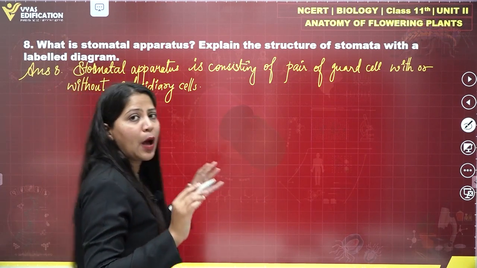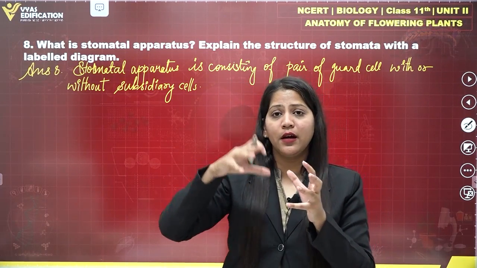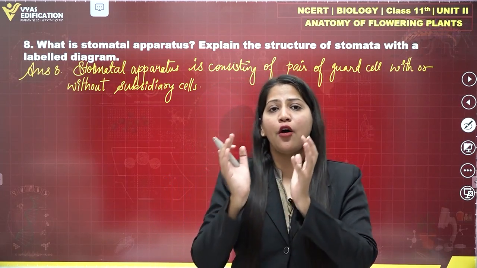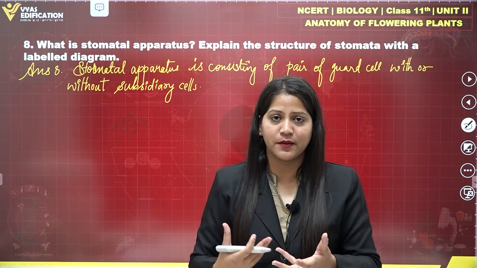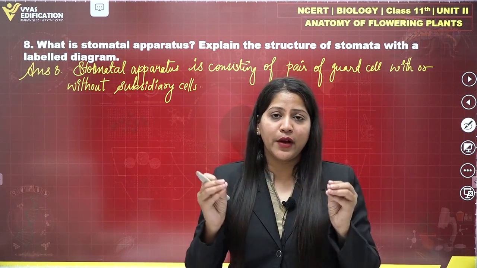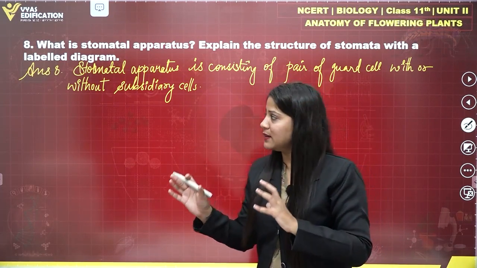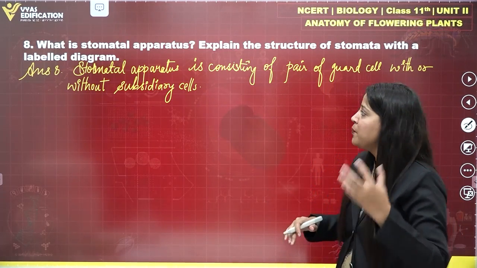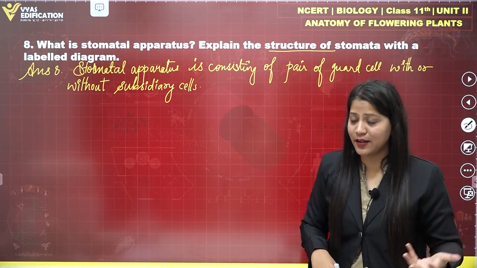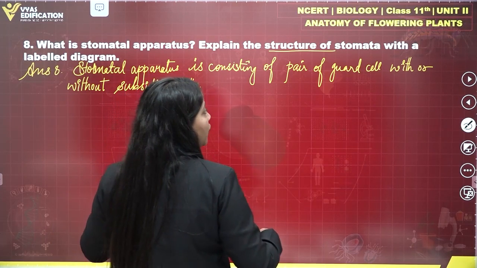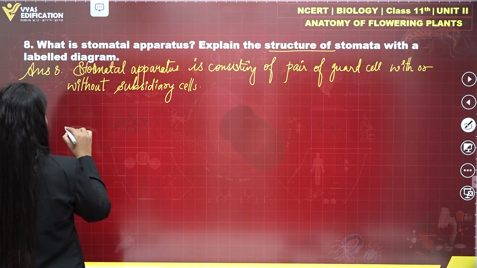So stomatal apparatus is not a new thing. Stomatal apparatus is what we call it when we have a pair of guard cells along with subsidiary cells. Subsidiary cells can be present or can be absent, right? So any apparatus which has a pair of guard cells, with or without subsidiary cells, we'll call it a stomatal apparatus. Now we have to explain the structure of stomata and we have to label it as well. So first of all we are going to make the structure of stomata. So here I'm going to draw the structure of stomata like this.